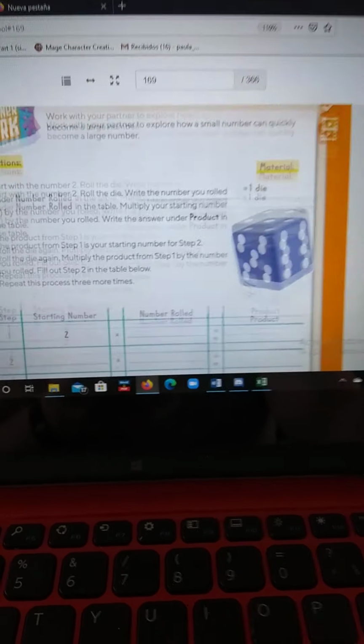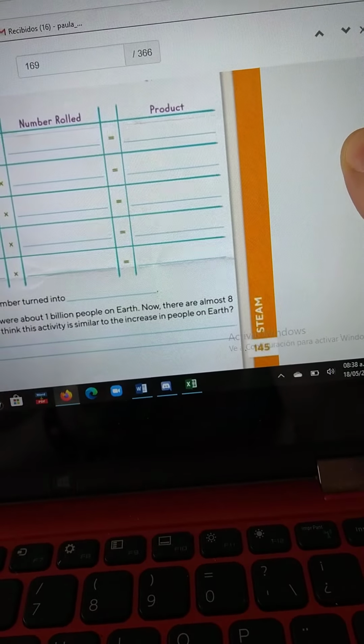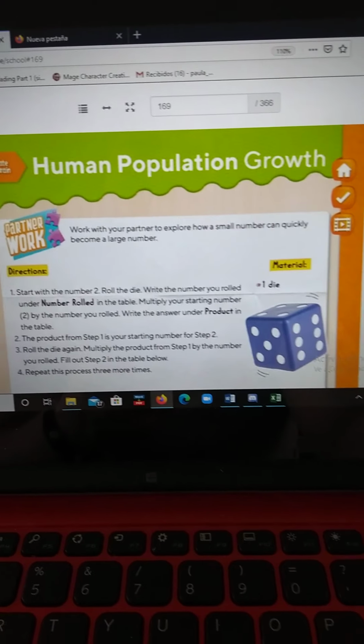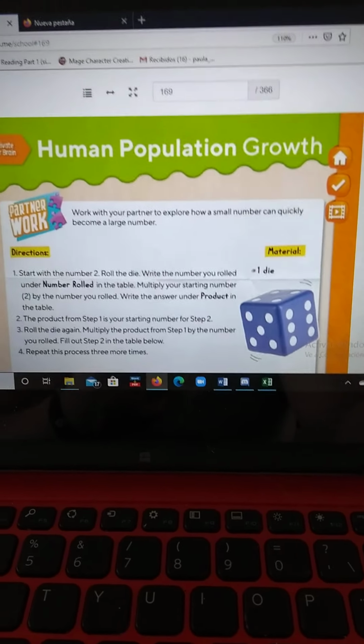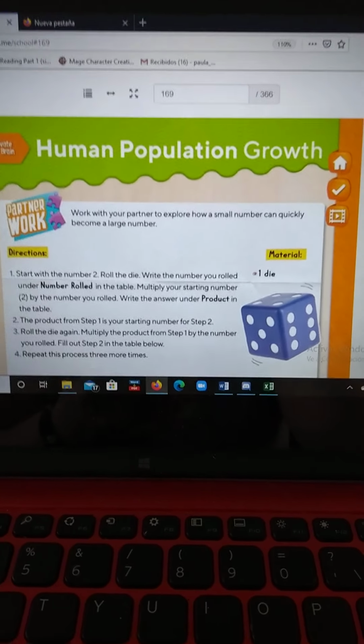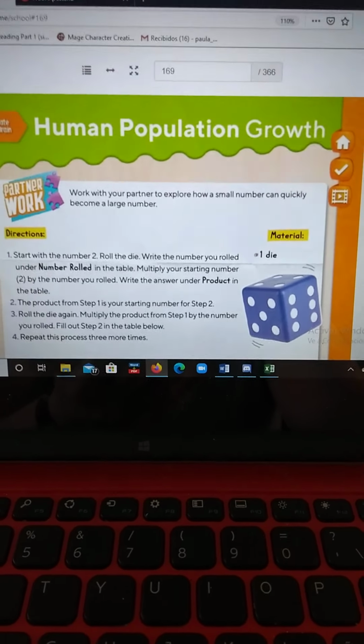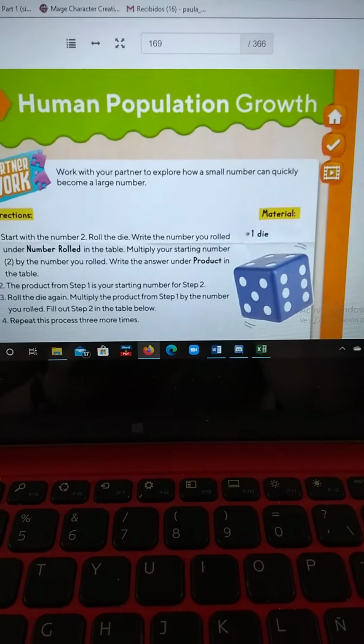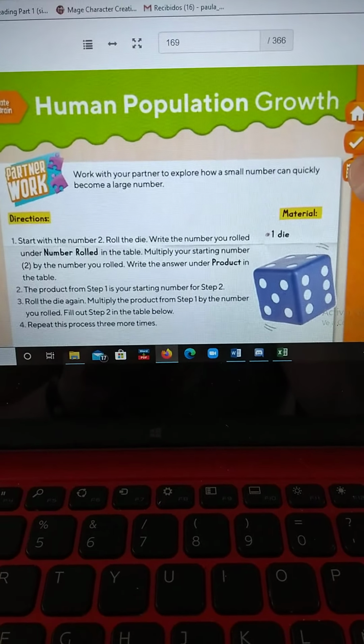And remember, we are going to go to STEAM page 145. And remember, we're speaking about human geography, which means all of the kinds of humans that can live in a region, in an area. And we're going to analyze human population growth. Okay, so first let's go see the video.